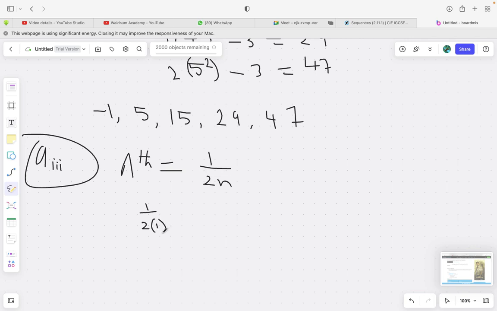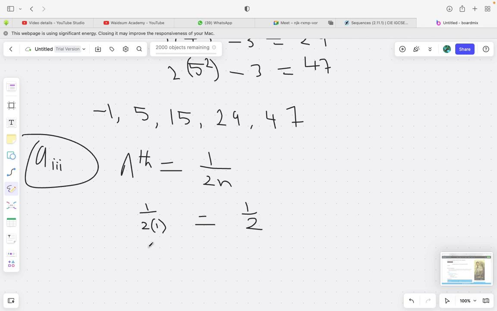N is for position 1. For position 1, n will be 1. So 2 times 1 is 2, so 1 all over 2. The first term in the sequence will be 1 all over 2. If you want to write in decimal, 1 over 2 is 0.5, or you leave it as a fraction like this. The sequence can be in fraction, no problem.